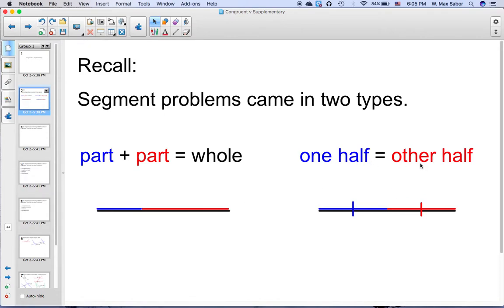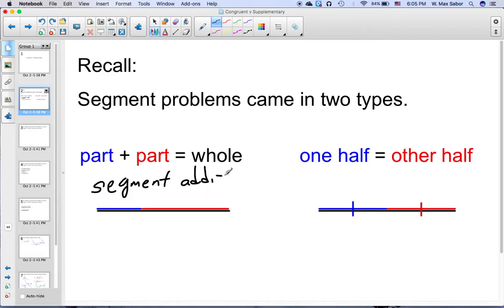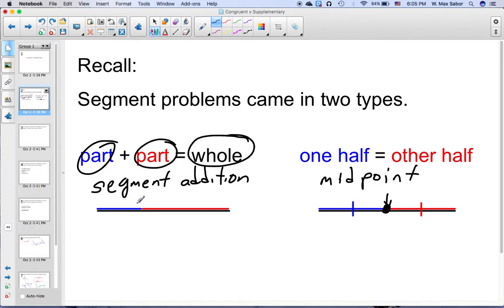Sometimes we'll have two halves that are equal to each other. This is when we have segment addition. And this is when we have a midpoint. So when we have a midpoint, then the two halves have the same length. But otherwise, we have two pieces adding up to the whole thing.